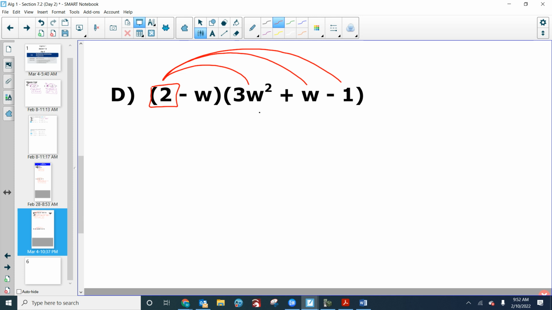Dorian, help me out with the first one. 6w squared plus 2w minus 2. Beautiful. Braden, help me out with the second term. Negative 3. Did you guys all see to take that negative with the W? You're all doing that?